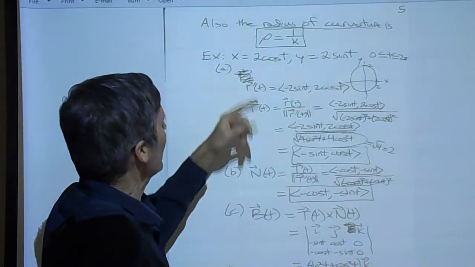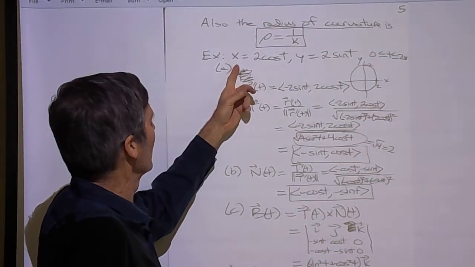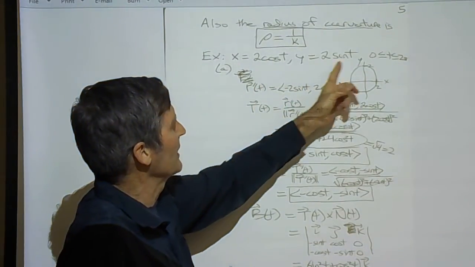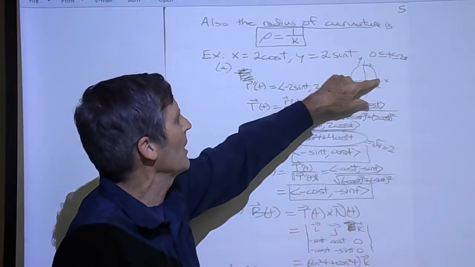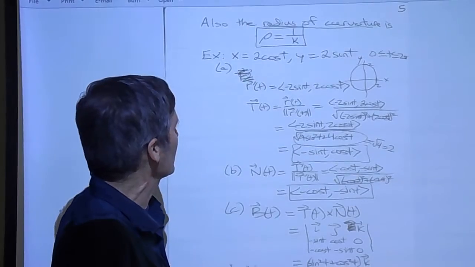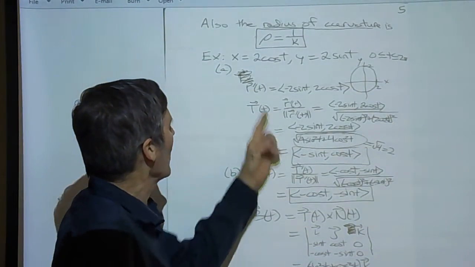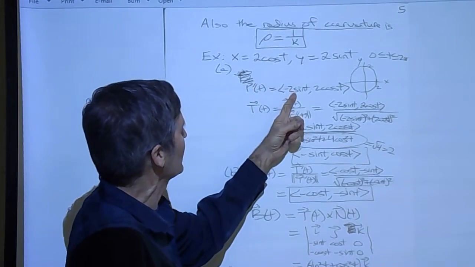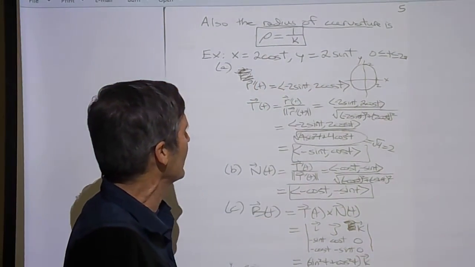So here's how we can calculate using the computational formula. Suppose I have a curve x equals 2 cosine t, y equals 2 sine t, t going from 0 to 2 pi. We recall that's a circle of radius 2, traversed counterclockwise. R prime of t is just the derivative component by component. So it's the derivative of this one, minus 2 sine t, and the derivative of this one, 2 cosine t.